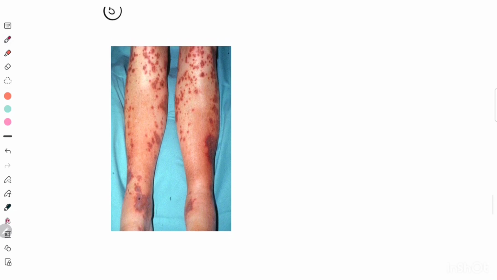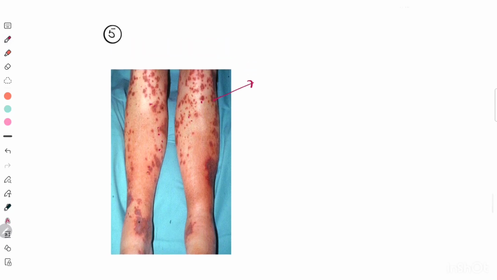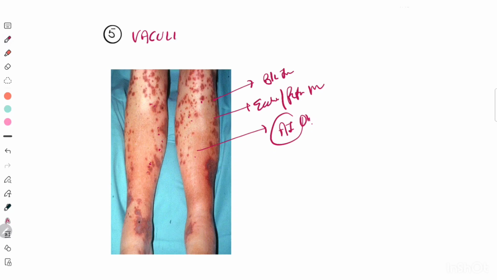Here you can see multiple petechial hemorrhages in both legs, bilateral involvement. There is ecchymosis and petechial hemorrhage. So here you can suspect an autoimmune disorder like vasculitis. So this type of picture can represent an ulcer secondary to vasculitis.